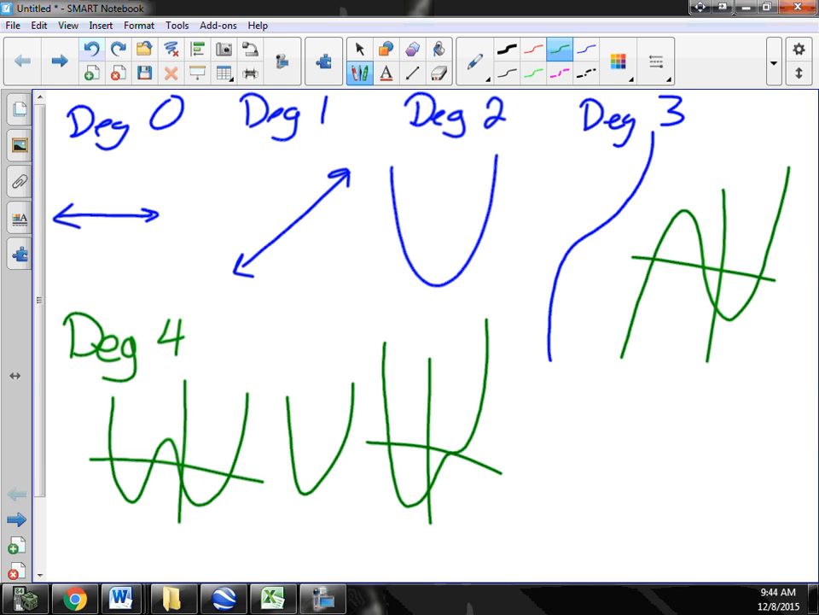If a root happens once, then it passes right through. What happens if a root is a double root? It bounces off. So we could have a double root there and a double root there. And it's still an x to the fourth, but it bounces off. What about a triple root? A triple root has this inflection point like a saddle. So that is a triple root.